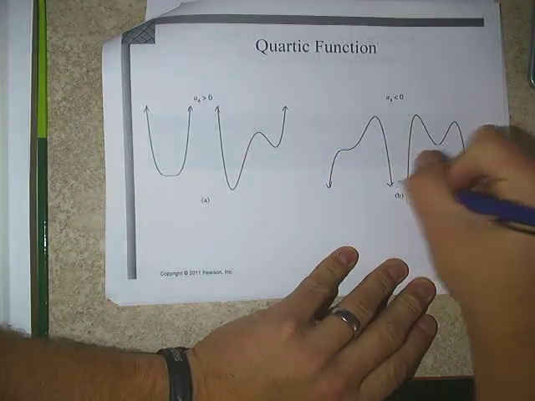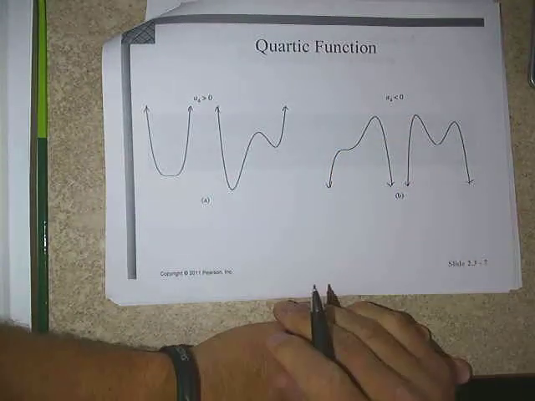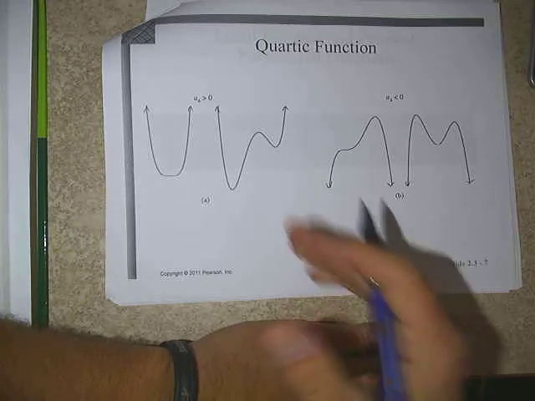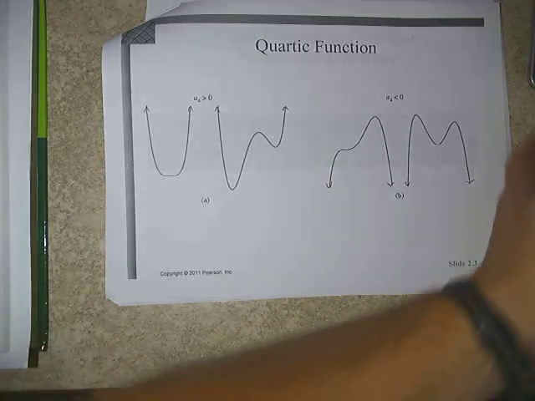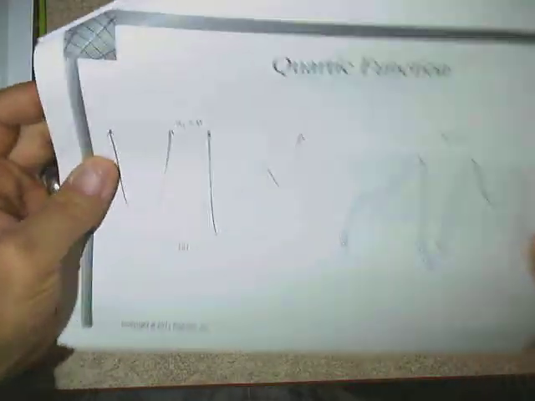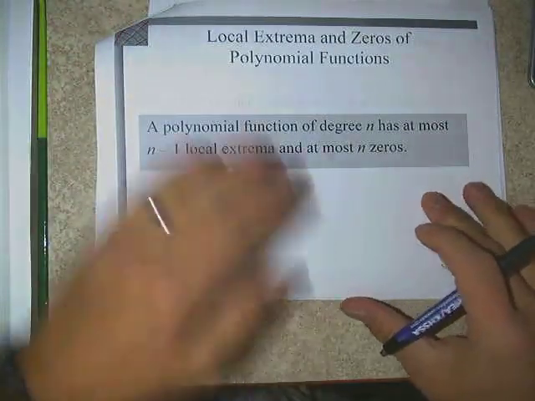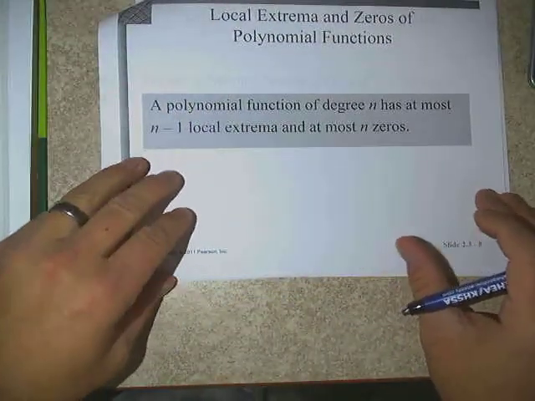And again, these are just sample graphs. Does every quartic function look exactly like one of these? No, these are just samples, but they're going to have a similar shape to that. And if we have a negative leading coefficient, then of course, as we go left and right, instead of up, we're going to go down. Okay. All right, and again, these are just some sample pictures of some quartic functions.